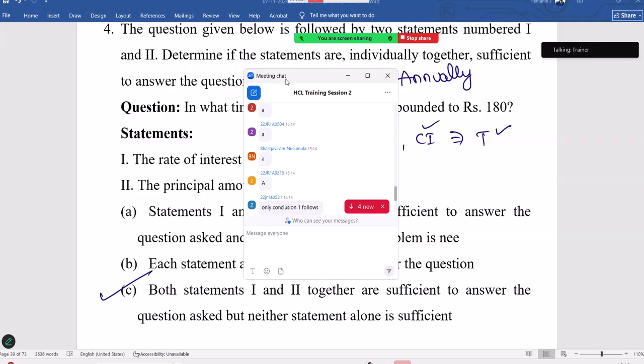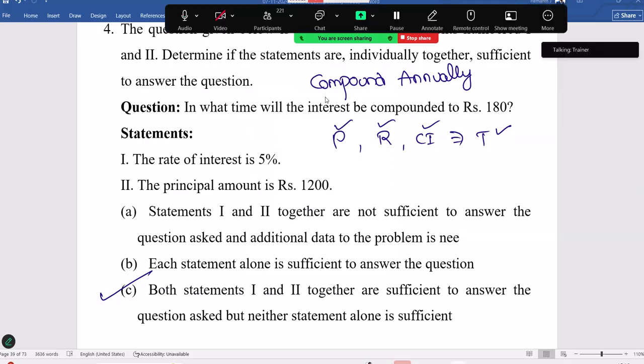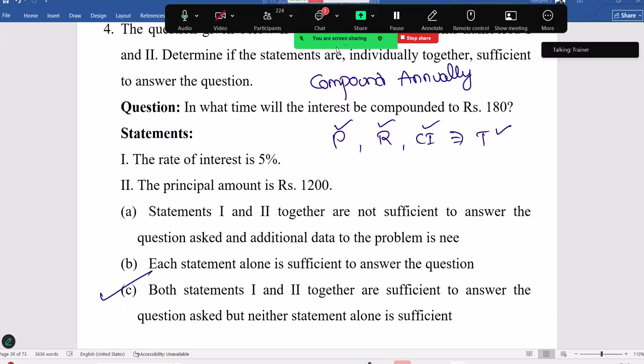What is the data required to find? The topic is data sufficiency. What it means is what data is sufficient or required to answer the question. Your question is the time taken to get compound interest of 180 rupees. For that, what is the data required? A compound interest is there. If principal and rate of interest are known, then definitely we can calculate the time required. That's not a big deal. We can identify that. That's it.